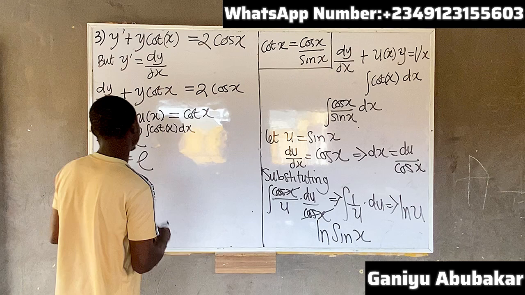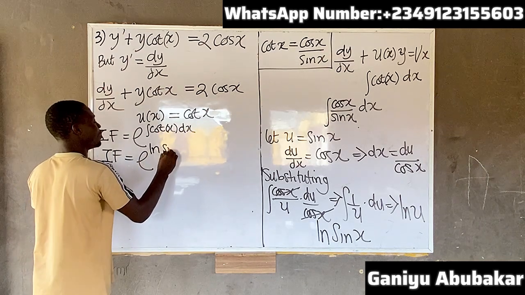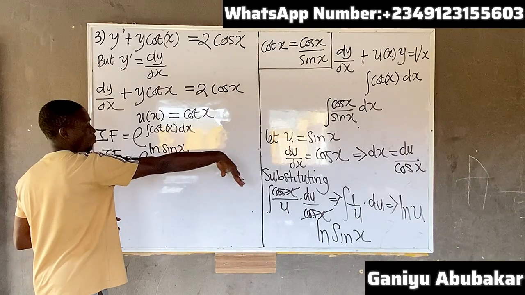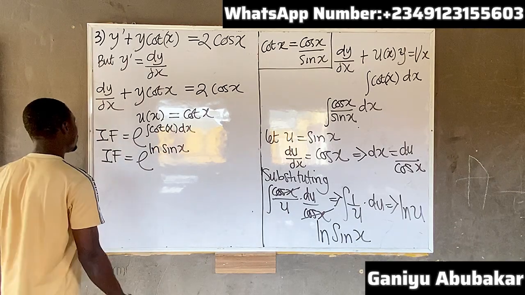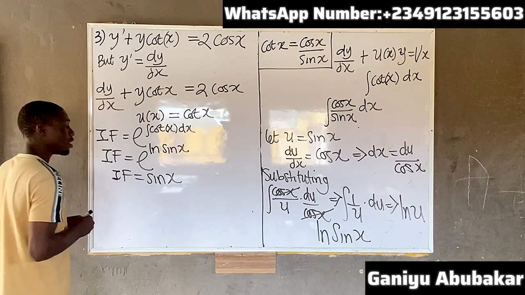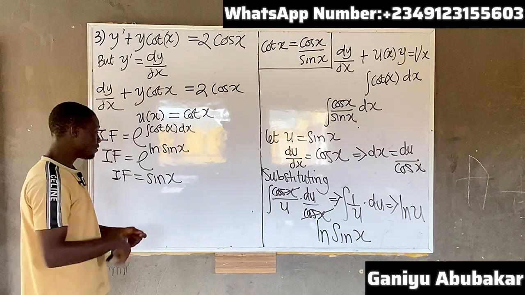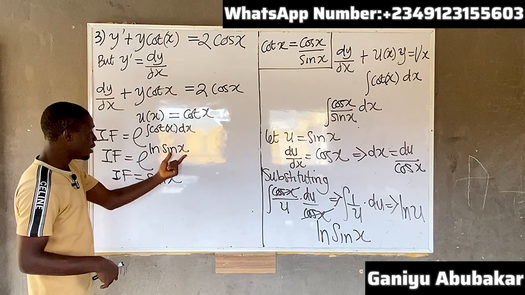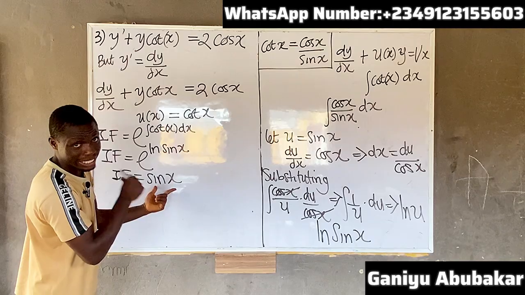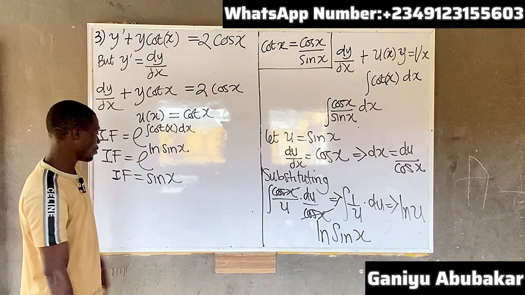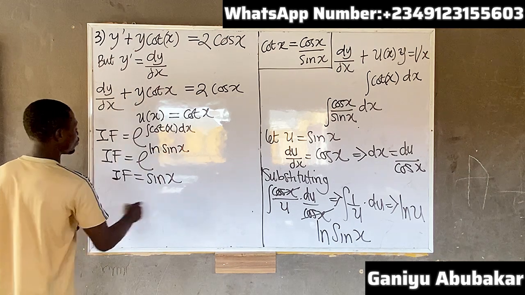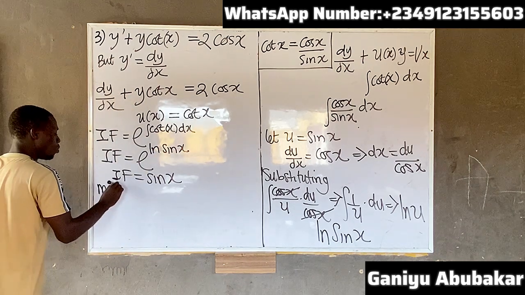So after integrating this, I have ln sine x. Copy the procedure down, please. From here, IF will now be equal to sine x. Why? I just showed you in our previous example that if I have exponential ln something, that something becomes your answer. I'll show you the proof to it in our last example. From here, I'll multiply through the equation by the integrating factor.